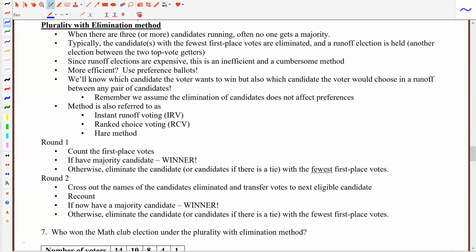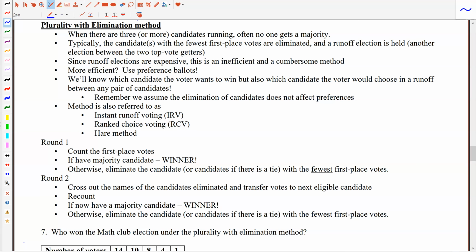The next voting method that we're going to take a look at is the plurality with elimination method, which is going to be a variation on that plurality method. We already know that when there are 3 or more candidates running in an election, often no one gets a majority. And as a reminder, majority means more than half of the first place votes. Now typically the candidate or candidates with the fewest first place votes are eliminated, and a runoff election is held.